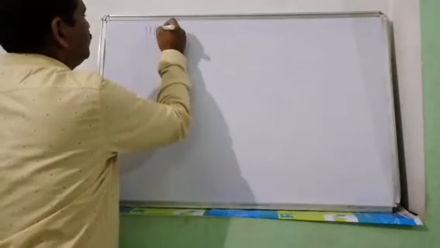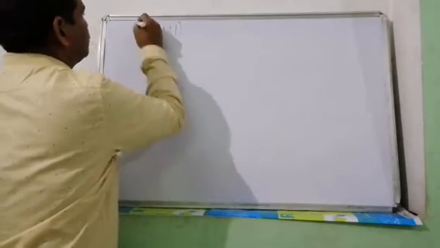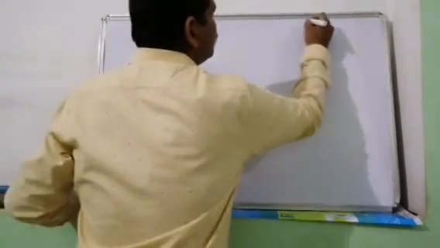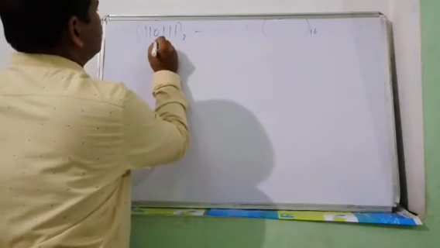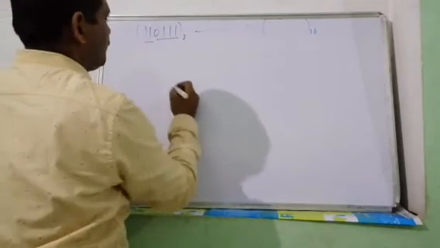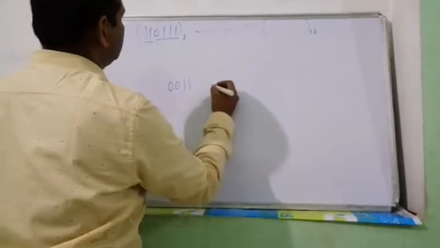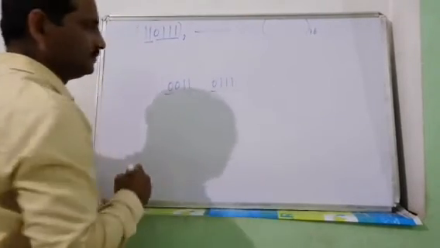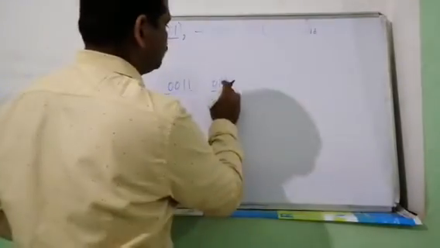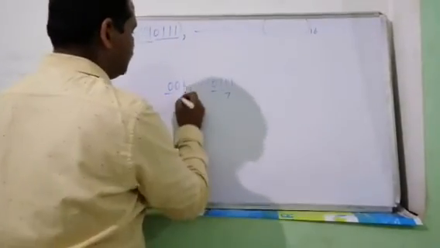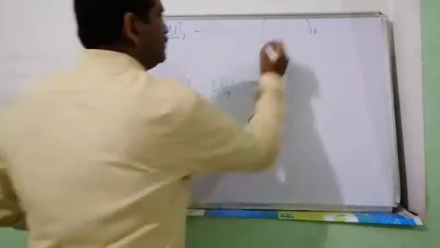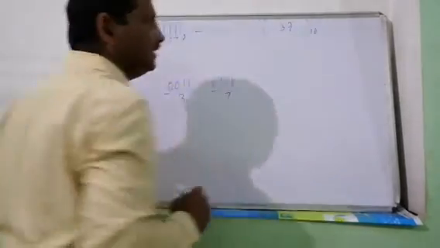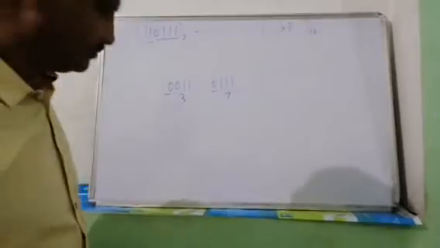One more we have to do. 110111, binary to hexadecimal. Make groups of 4. 0011 0111. Convert into decimal: this is 7 and this is 3. So 37 is the hexadecimal number.